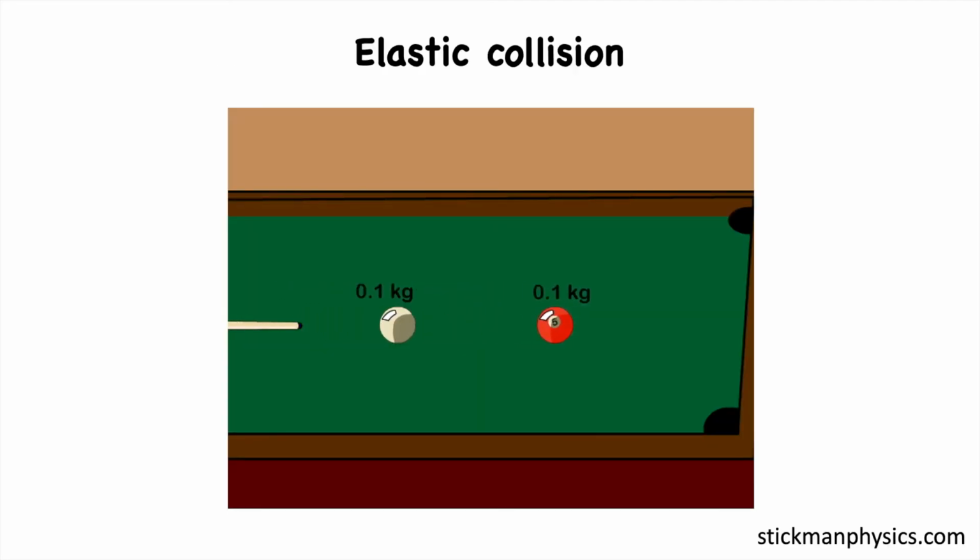There are two main types of collisions. In an elastic collision, the shapes of the colliding objects remain unchanged and do not stick together afterwards. Both linear momentum and energy are conserved. A common example is that of two pool balls colliding on a pool table.